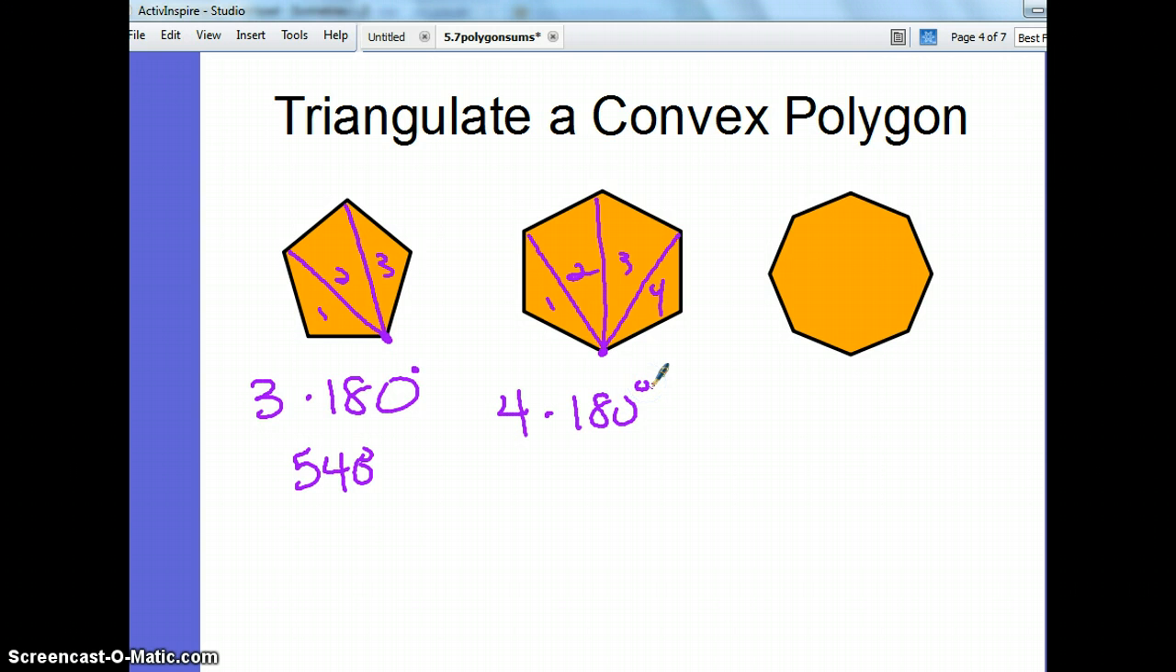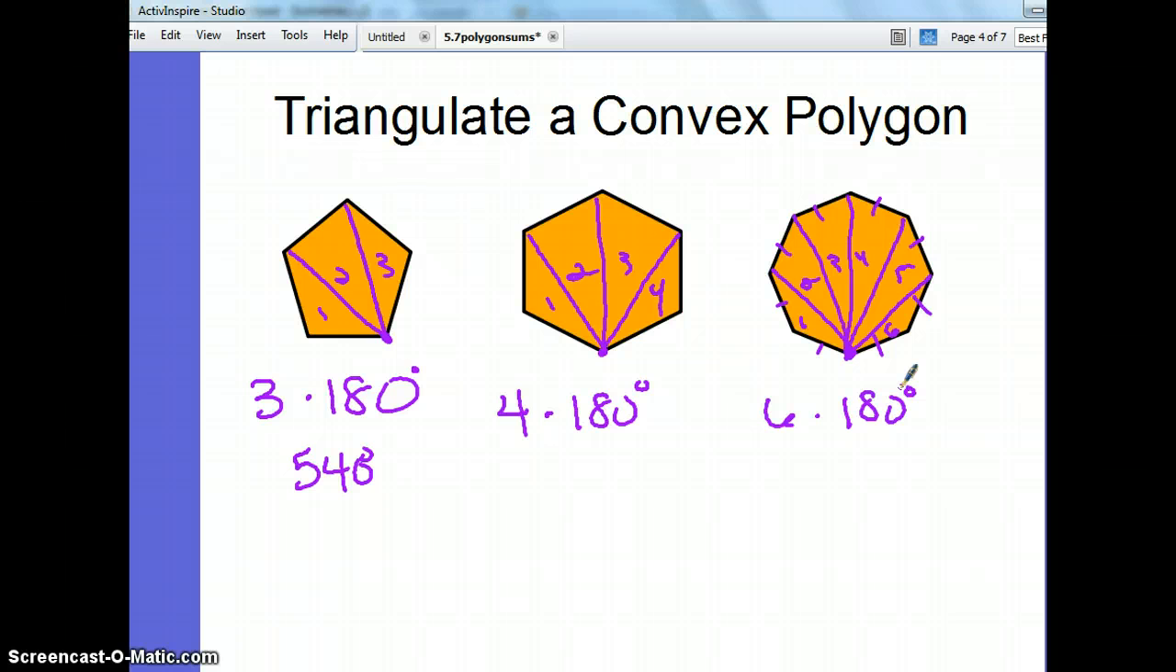And so on. So this figure's got, I don't even know how many sides, 1, 2, 3, 4, 5, 6, 7, 8 sides. So it's an octagon. So it's 1, 2, 3, 4, 5, 6 triangles. 6 times 180 is what all of the angles will add up to inside of that. So it keeps getting larger and larger based on the number of triangles that you can create.